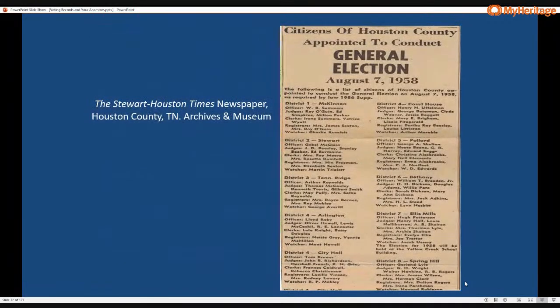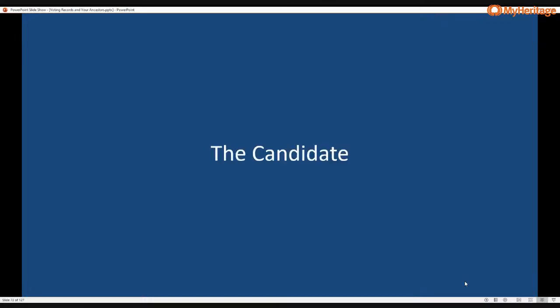And then here is something out of the newspapers. We're going to talk about newspapers a little bit more in just a minute. Newspapers are a great place to find election and voting records. This is an advertisement for the citizens of Houston County appointed to conduct the general election from 1958. So what does this show us? It shows us by district, each and every person who was an election worker in that district and what office they held in that district. All of these names, if your ancestor is one of these names, it would be something I would love to be able to find. And so newspapers are a fantastic resource.